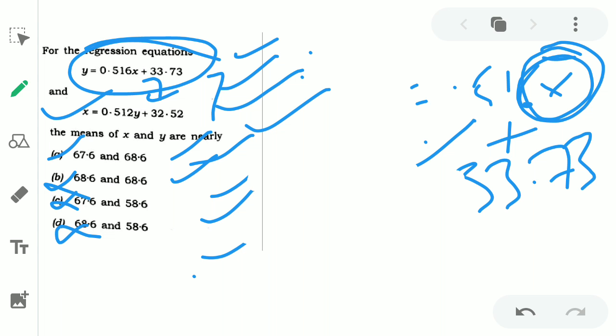So in 10 questions, at least a good student could easily attempt 7 to 8 problems.